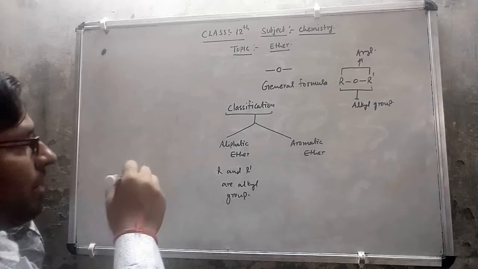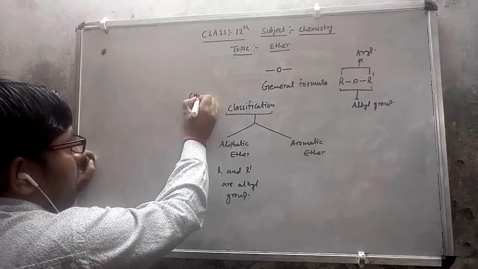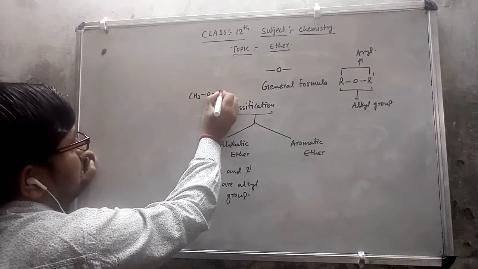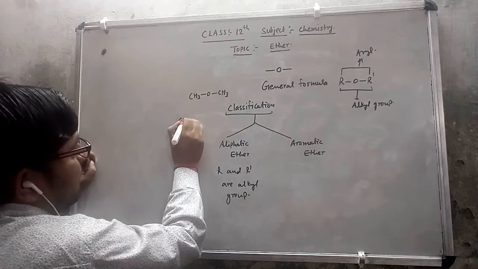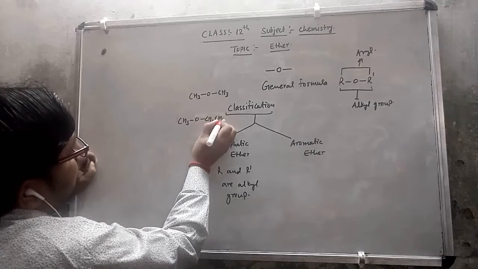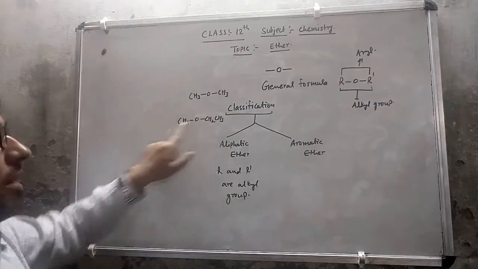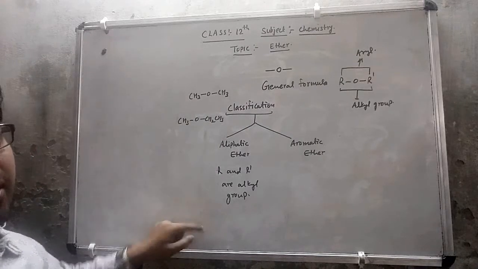Like the example, CH3 single bond O single bond CH3. These both are alkyl groups. Second example, CH3 single bond O single bond CH2 CH3. Both are alkyl groups, one is methyl, one is ethyl. That means they are aliphatic ethers.